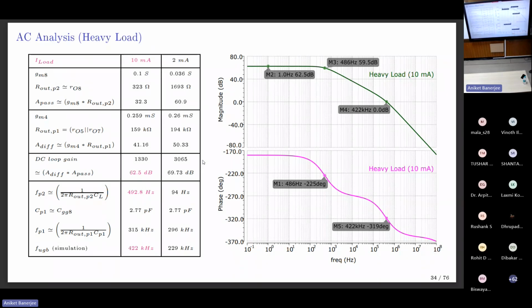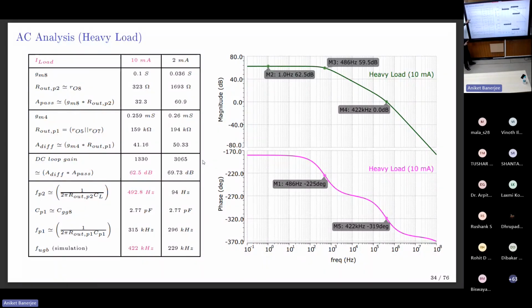Evaluate the LDO performance metrics, which are the DC gain, pole 1 frequency, and pole 2 frequency. Find whether the stability matches what you designed for. This is AC analysis of the LDO closed loop. You see, these are all the DC operating points punched out. GM8 is for the MOSFET M8, which is 0.1 Siemens for 10 milliampere. This is what we designed for, and we got exactly 0.1 Siemens. ROUT, which is RO8 only, is 323 ohms. APAS is the GM RO of the FET, which is 32.3. This is the second stage DC gain.